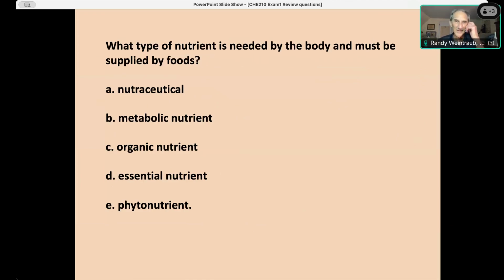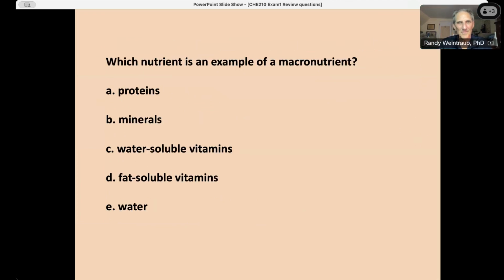A nutrient is needed by the body and must be supplied by foods. Okay, that's an essential nutrient. And a nutrient which is the macronutrient among these. There are 3 macronutrients. That means we need them in the greatest amount, so about grams, not milligrams or micrograms. So that's protein. The others are needed in several orders of magnitude less.